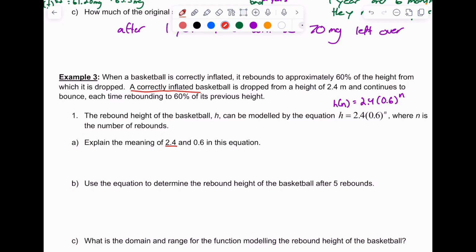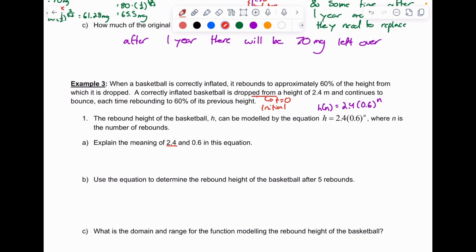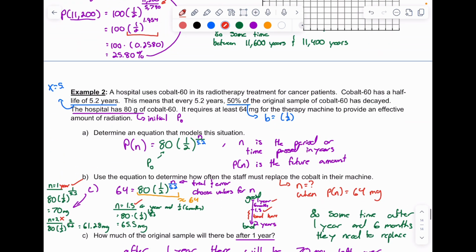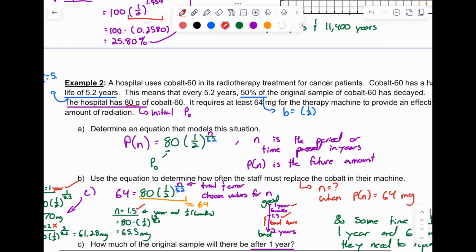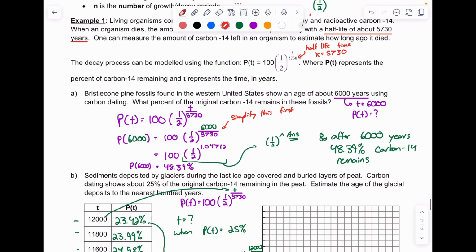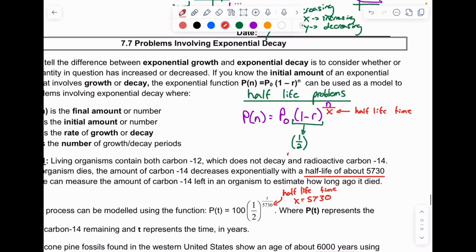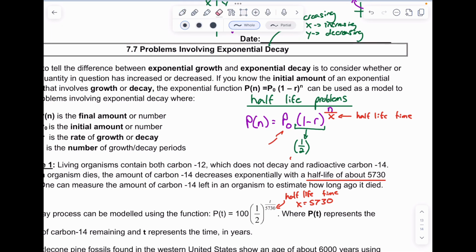A correctly inflated basketball is dropped from a height of 2.4. So dropped from, okay, this whole thing. This is when time is 0, or initial. And if you think about all of your problems, when we set up these things, look, 80 grams, initial. That's at 80 right there. If we go back up to the very beginning of the lesson, whenever you have these problems, always initial right here multiplied by your rate.